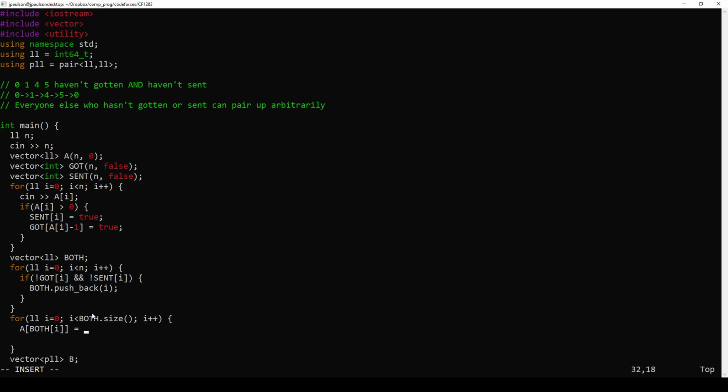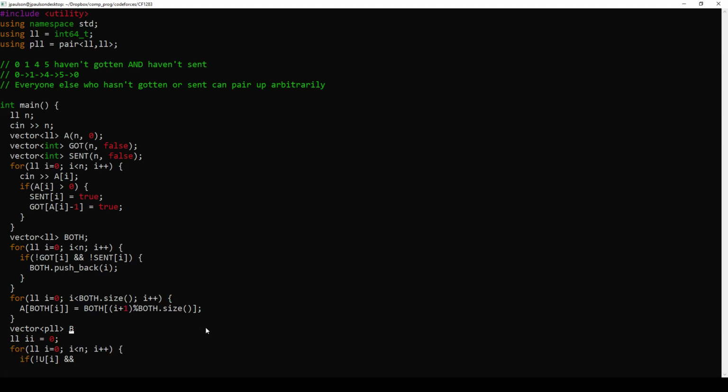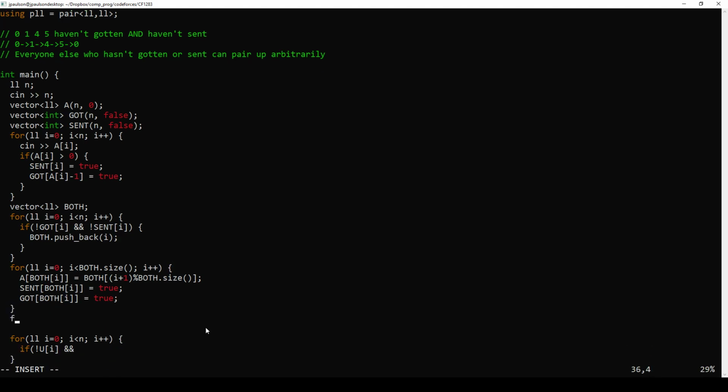So A of both i equals both of (i plus 1) mod both dot size. The last person sends to the first person, hence the mod. It should look like that. Okay, now both sent and got a gift, and now I can just pair up the remaining people, as I said, arbitrarily. I guess the simplest way to do that will be to make a list of them. If not dot I.